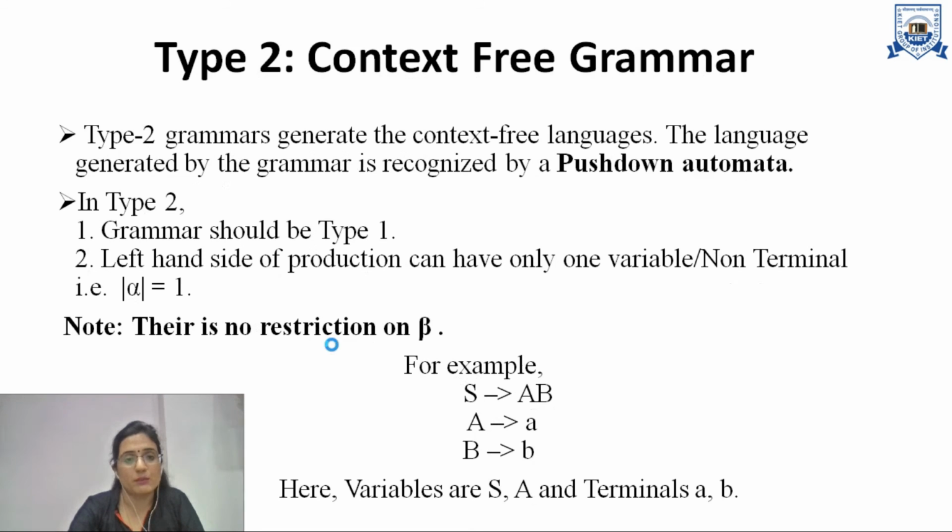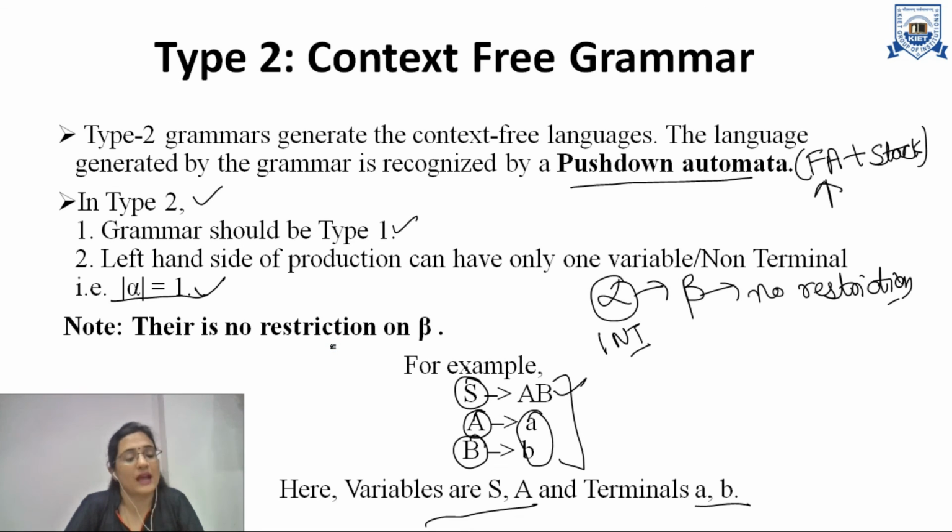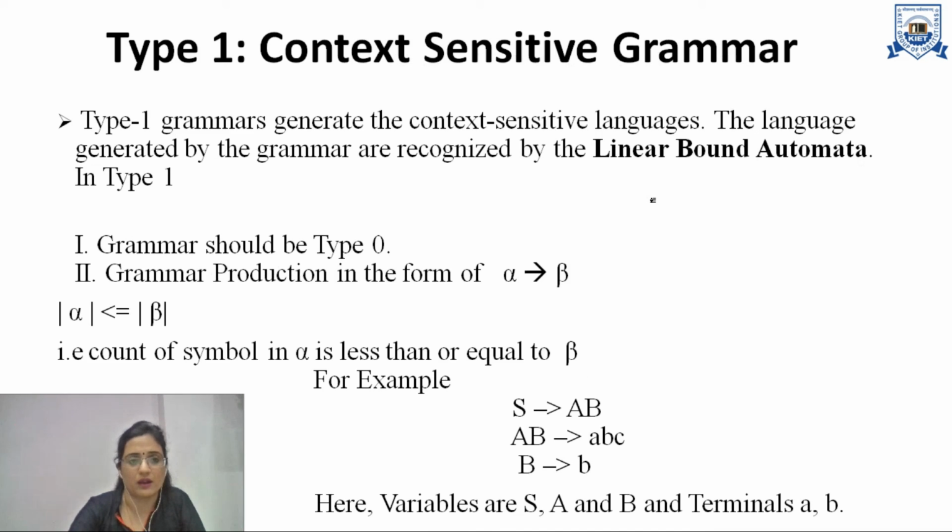If I am talking about type 2 grammar, then type 2 grammar is known as the context free grammar. The language generated by the context-free grammar is known as the context-free language, and the grammar is recognized by an automata whose name is push-down automata.